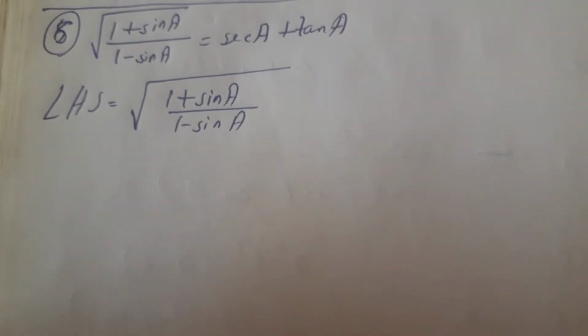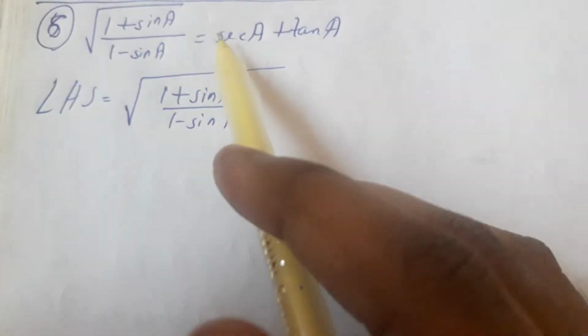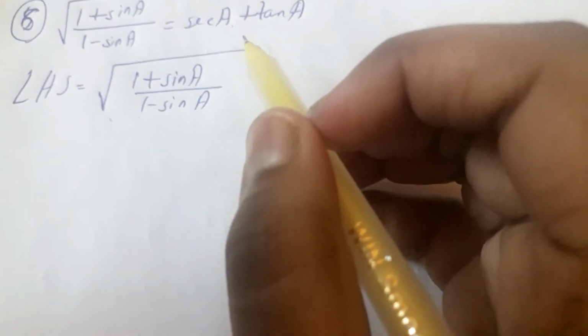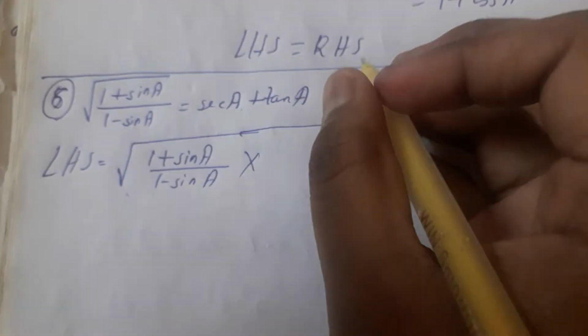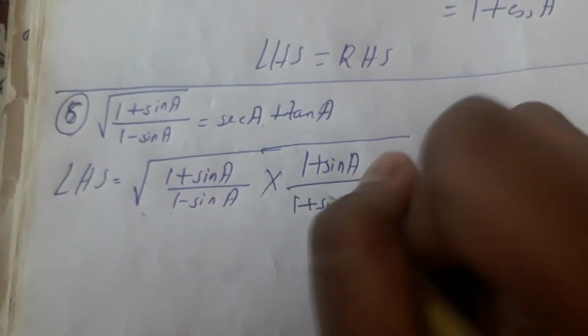Now see students, the next one is given: root over of (1 plus sin A divided by 1 minus sin A) is equal to sec A plus tan A. Now you have to first take the LHS part. I have already taken the LHS part. Here the root is given, so you have to first rationalize it under the root. Under the root you have to rationalize it. For 1 minus sin A, here will be 1 plus sin A divided by 1 plus sin A.